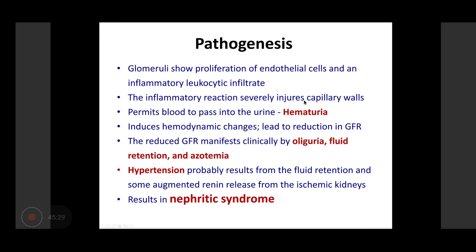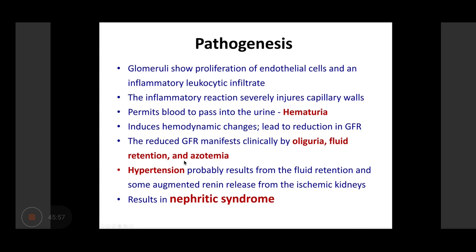So thus, the patient develops hematuria from damage to the glomerular capillary walls. Then, because of proliferation within the glomeruli, this leads to oliguria, fluid retention, and a rise in serum creatinine levels. The oliguria then leads to hypertension because of increased secretion of renin. So that's all the features of nephritic syndrome.